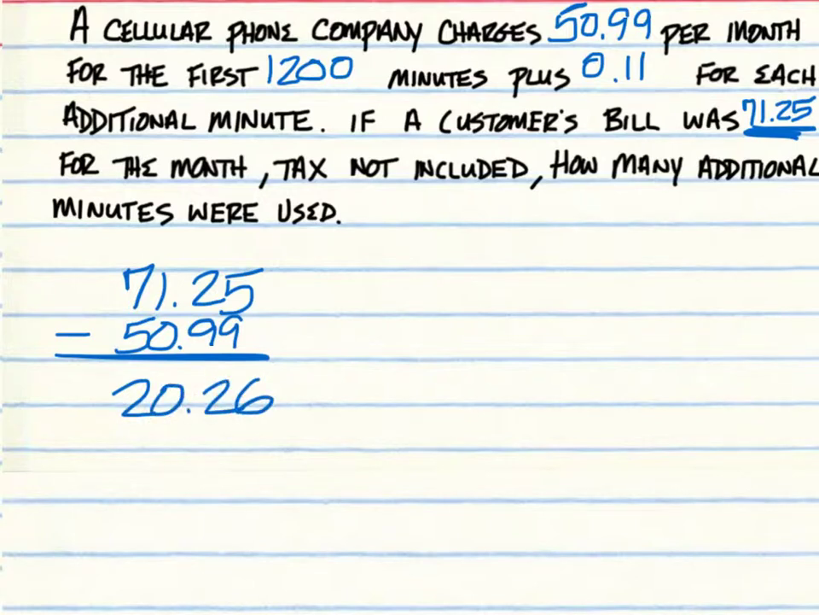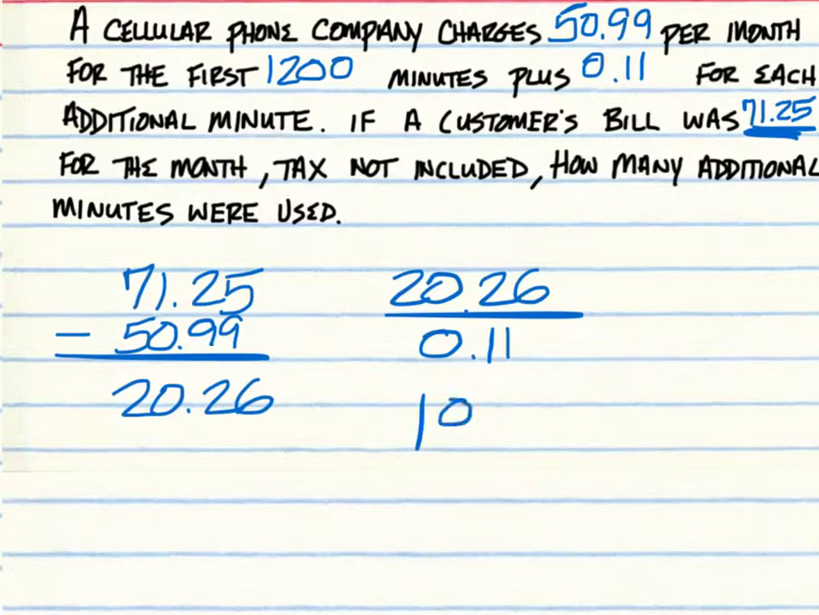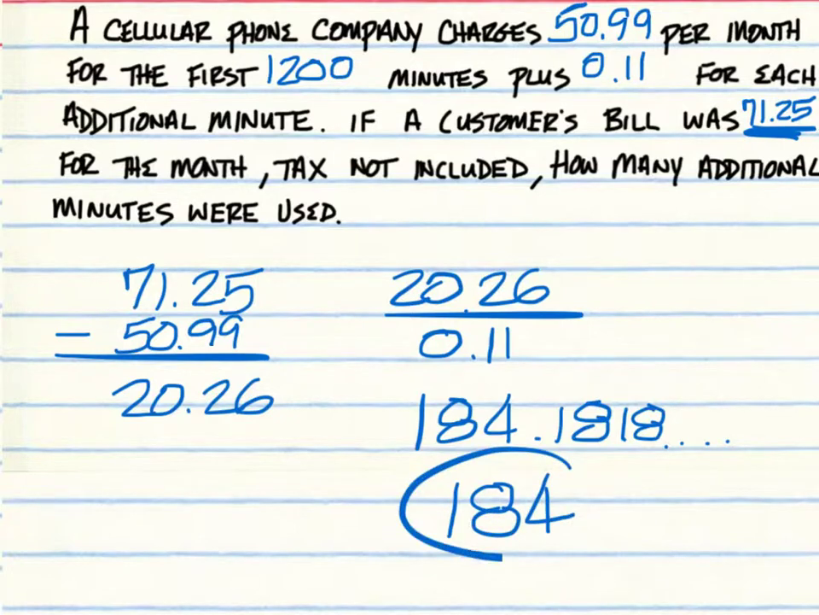$20.26. To figure out how many minutes they used over their amount that they are allotted, divide $20.26 by the 11 cents per minute that it costs if you go over. And that comes out to be 184.1818 and on out. Round it to the nearest minute, which is 184 minutes.